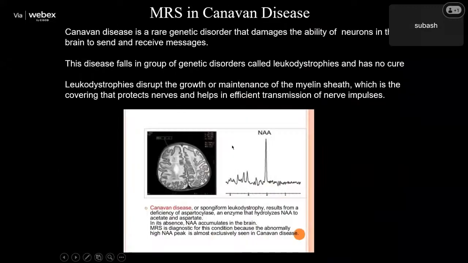This is, as I told you, Canavan disease. This is the only disease where you see only high NA. There are no other peaks. This is a genetic disorder that damages the ability of neurons in the brain to send and receive messages. That means neural communication is off because of this. This disease falls in a group of genetic disorders called leukodystrophies and has no cure. And this runs in the family sometimes. So it is a very dangerous disease. And this is a very typical spectrum. If you see a spectrum like this, with only an NA peak, you are sure that it is Canavan disease.